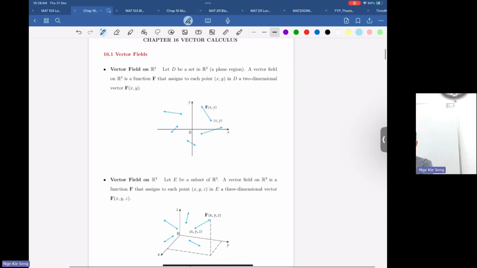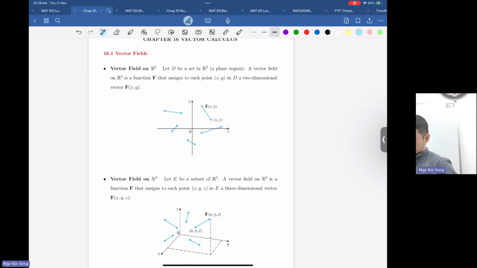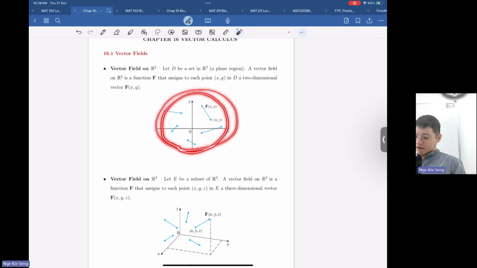So what is a vector field on R2? We have a set D in R2. A vector field is a function. Remember, it's a function. In mathematics there are typically only two main things: either a set or a function. So a vector field is a function. From where to where? A vector field on R2 is a function that assigns to every point x, y in your set D a two-dimensional vector.